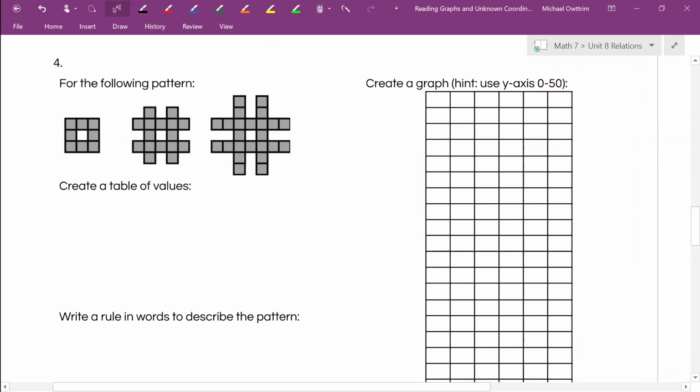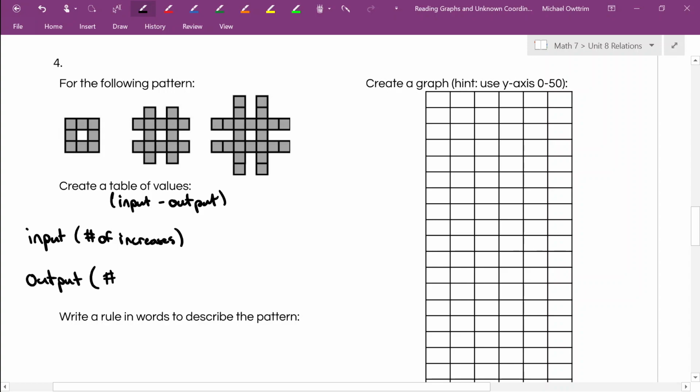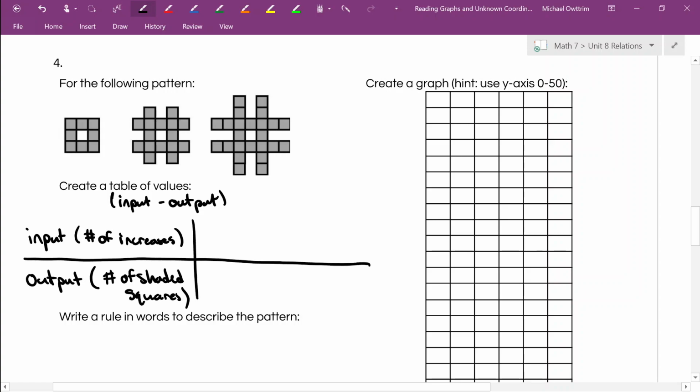For question 4, again, I want to emphasize that when we're given a picture, to create your table of values, you just want to count. Another word for this, of course, is input-output tables. And so we can think about our input being our number of increases after the start, and our output, you could do a variety of things, but I'm going to do the number of shaded squares in this situation. And then we just want to represent the situation that we have.